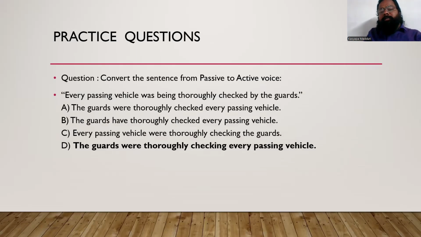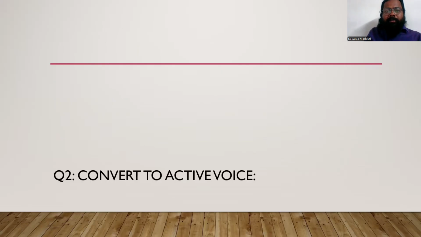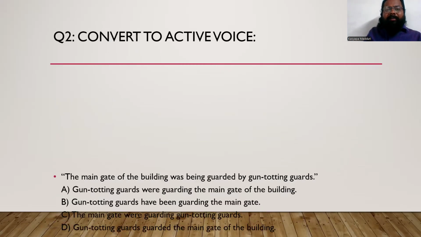Next, the guards were thoroughly checking every passing vehicle. Now, this is the right answer, right? Why? Because it follows the rules of active and passive voice, and the be form here is correct. The guards were. Guards is plural, so were is also plural. If it is only a singular guard, then it would have been was. All right. Next question. Convert to active voice.